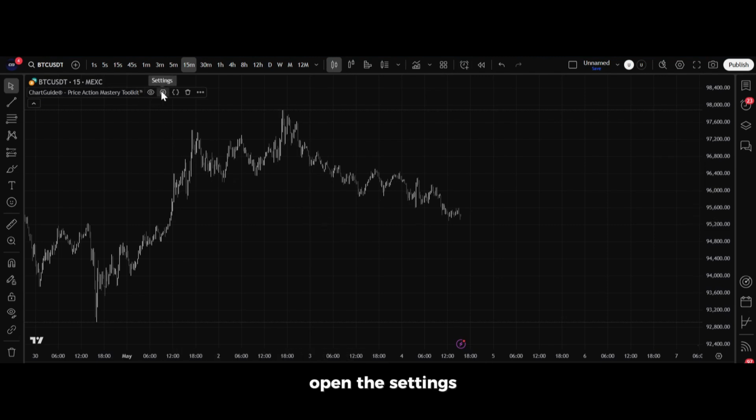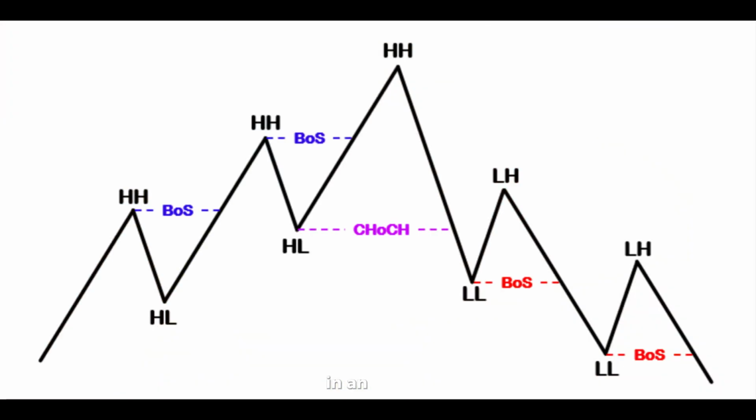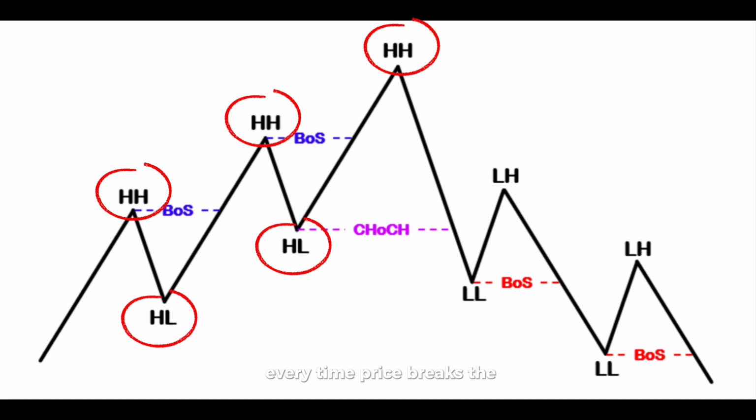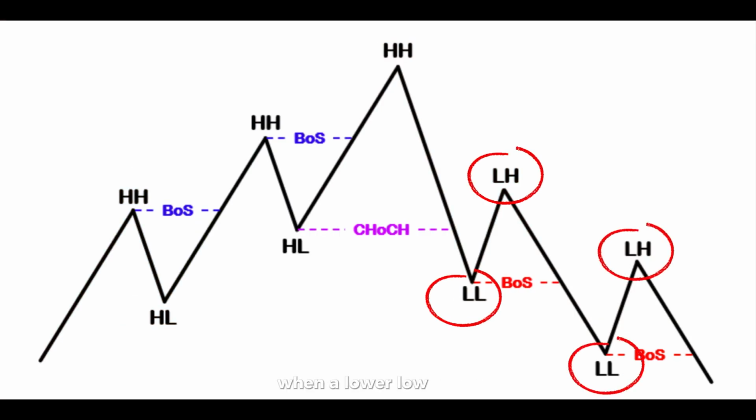When you open the settings, the first thing you'll see is swing structure. But before you turn it on, you need to understand what market structure is. This is the foundation of price action. In an uptrend, price moves by making higher highs and higher lows. Every time price breaks the previous higher high, that's called a break of structure, or BOS, usually marked in blue. In a downtrend, price makes lower lows and lower highs. When a lower low breaks, that's also a BOS, but marked in red.